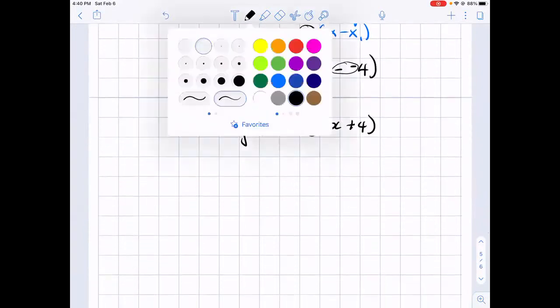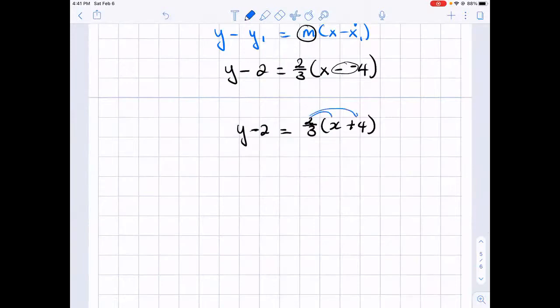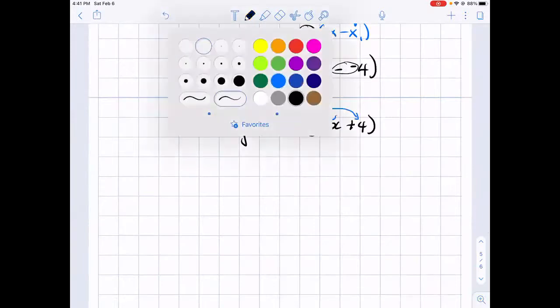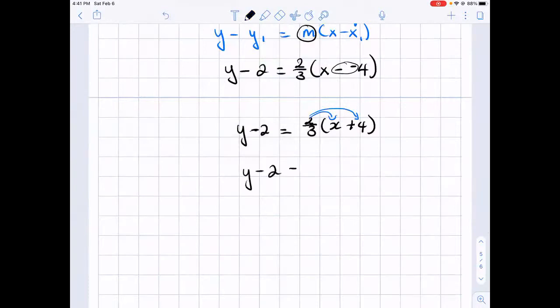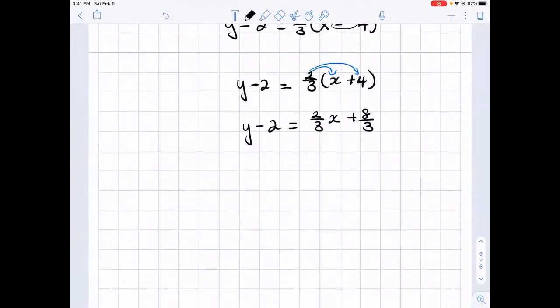Distributing the two-thirds now to the x and the positive 4, we have y minus 2 is equal to two-thirds x plus 8/3. Right? When you multiply the 2 times the 4, that becomes 8. Now we will add 2 to both sides. So finally, this becomes 0, leaving you with y is equal to two-thirds x.